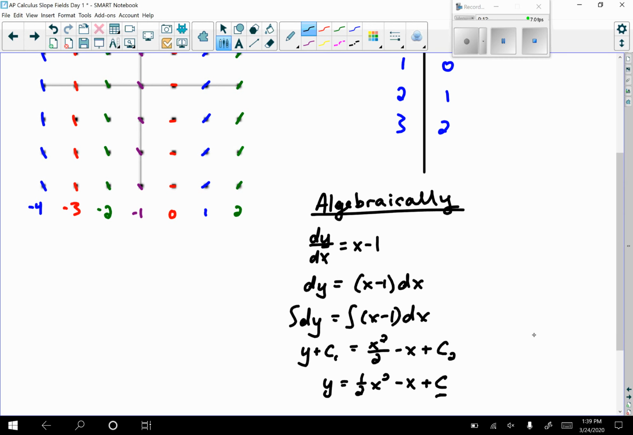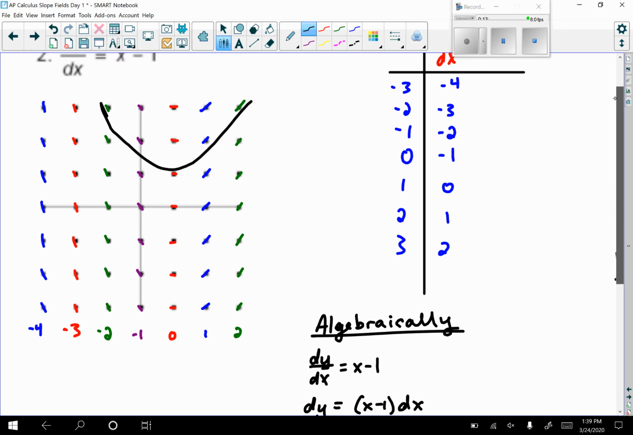But again, this is our general solution for the differential equation, and we have a slope field to match.